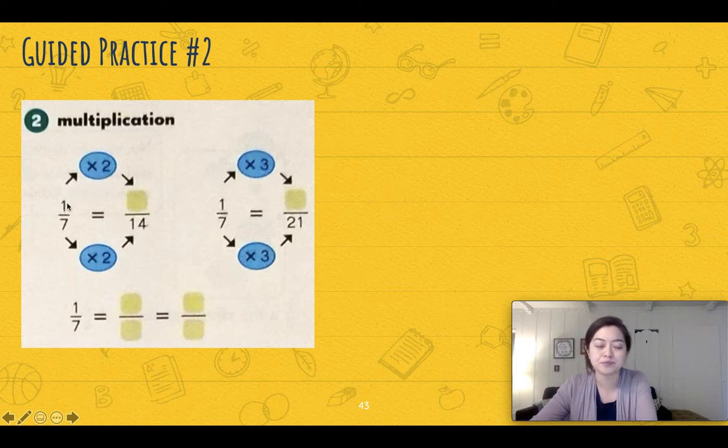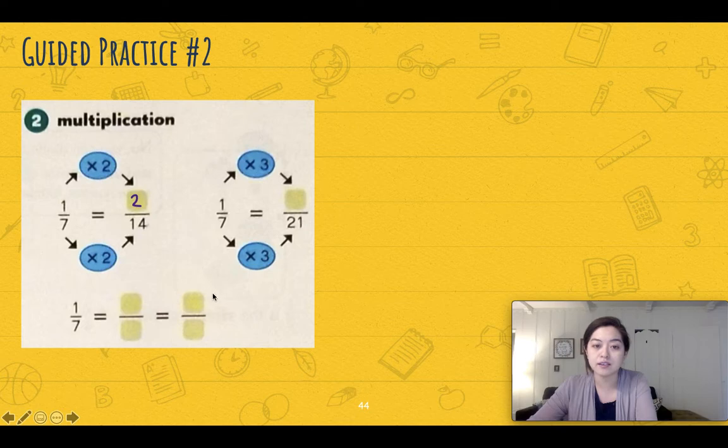Okay, when I multiply the numerator and the denominator by the same number, I can also find equivalent fractions. So here I'm going to multiply the numerator by 2, so 1 times 2 is 2, and then I'm going to multiply the denominator by 2, 7 times 2, and I get 14. So 1/7 is equivalent to 2/14.